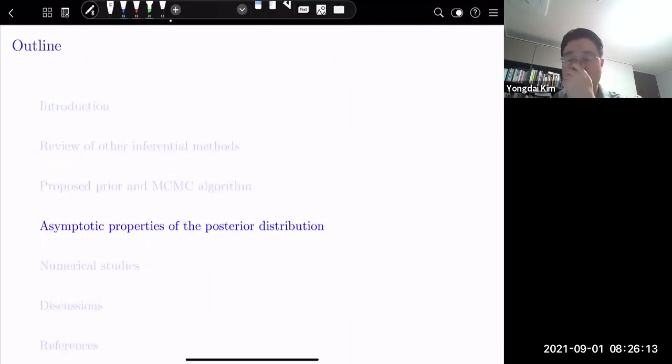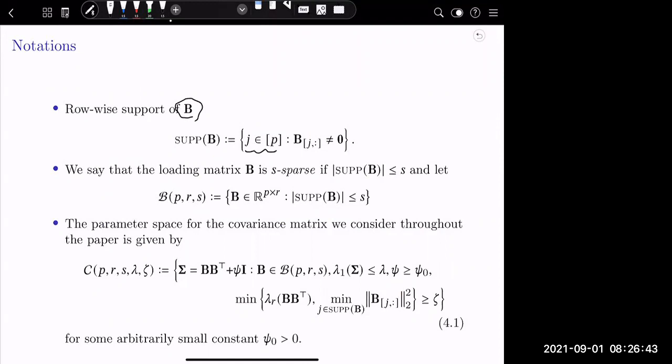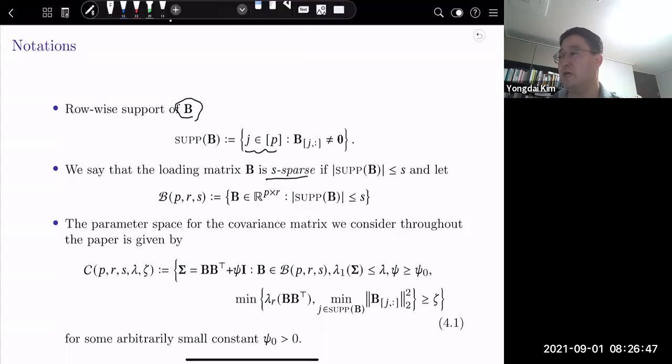But the posterior distribution has nice asymptotic properties. Okay, let me first introduce some notation. For a given factor loading matrix, we define the row-wise support as the set of the row vectors which are not zero vectors. And we say that the loading matrix B is S-sparse if the cardinality of the support of B is less than or equal to S. B_{P,R,S} is the set of loading matrices which are P times R matrices whose sparsity is less than or equal to S.